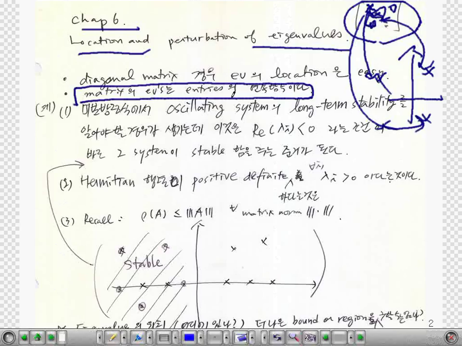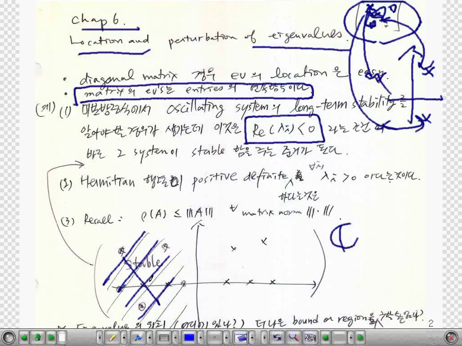In many problems, including differential equations, we may not need to know the exact value of eigenvalues. We may only need to know where those eigenvalues are located. For example, a criterion for the stability of a linear system of equations: if the real parts of all eigenvalues are negative, then the linear system of differential equations is called stable. So if this is the complex plane, and all eigenvalues of the corresponding matrix are on this side, then that system is called stable.